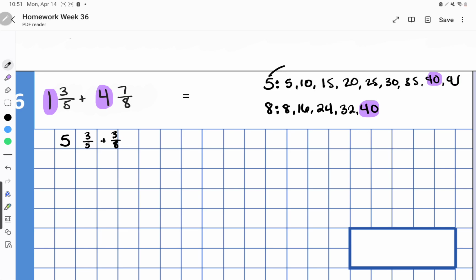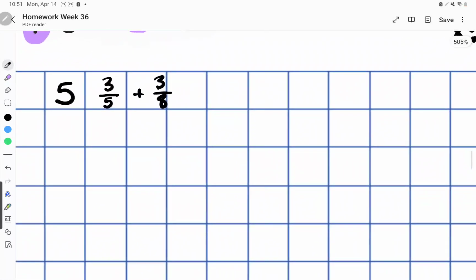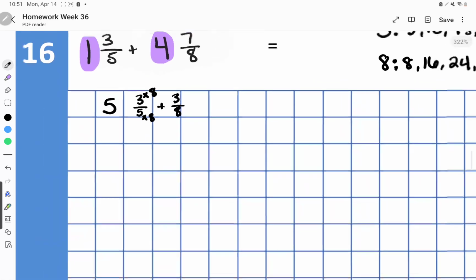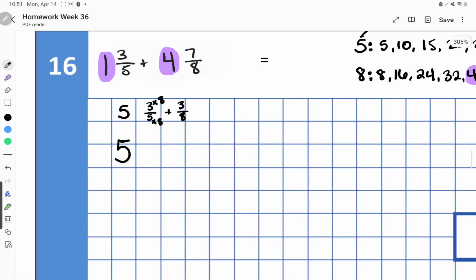To go from 5 to 40, we multiply by 8. So I'll also multiply my 3 times 8. And that would give me a whole number of 5, and then 3 times 8, which is 24, and then 5 times 8, which is 40.